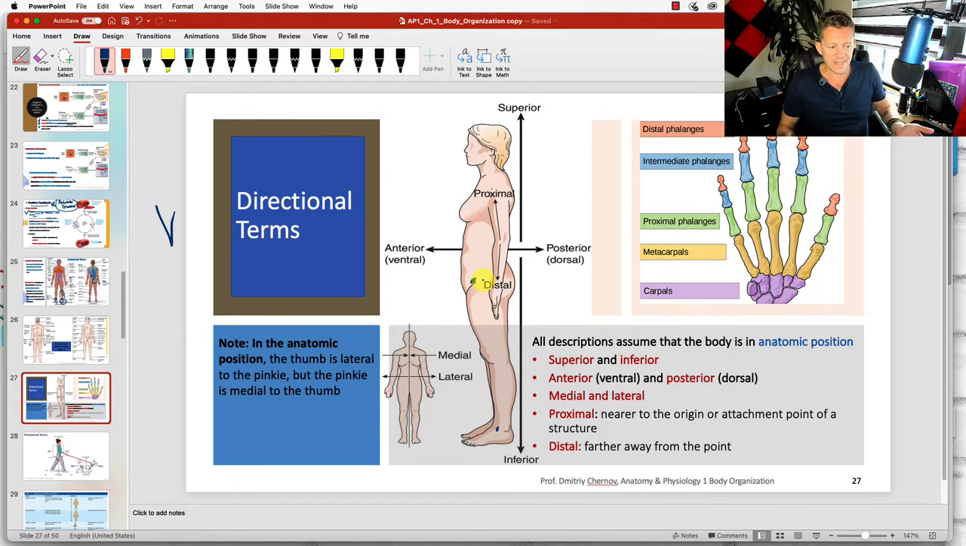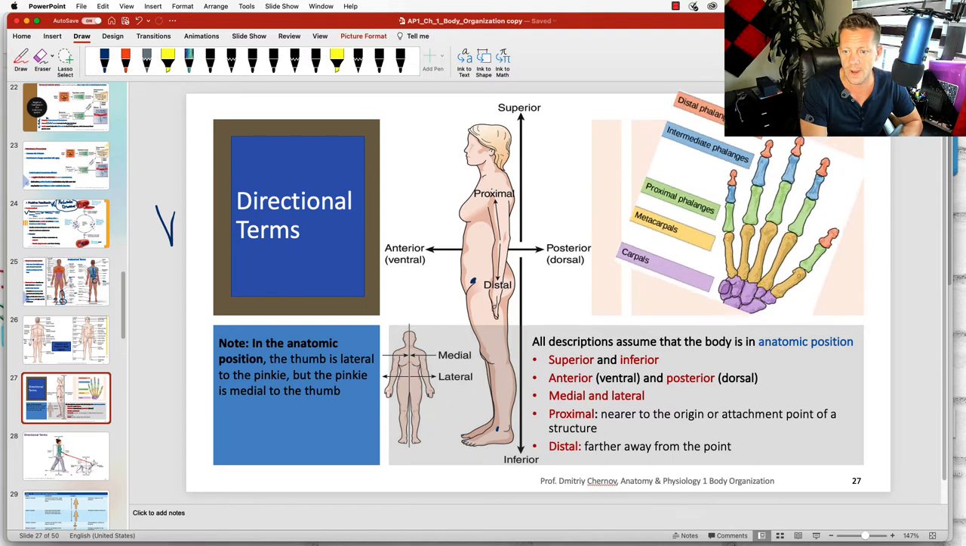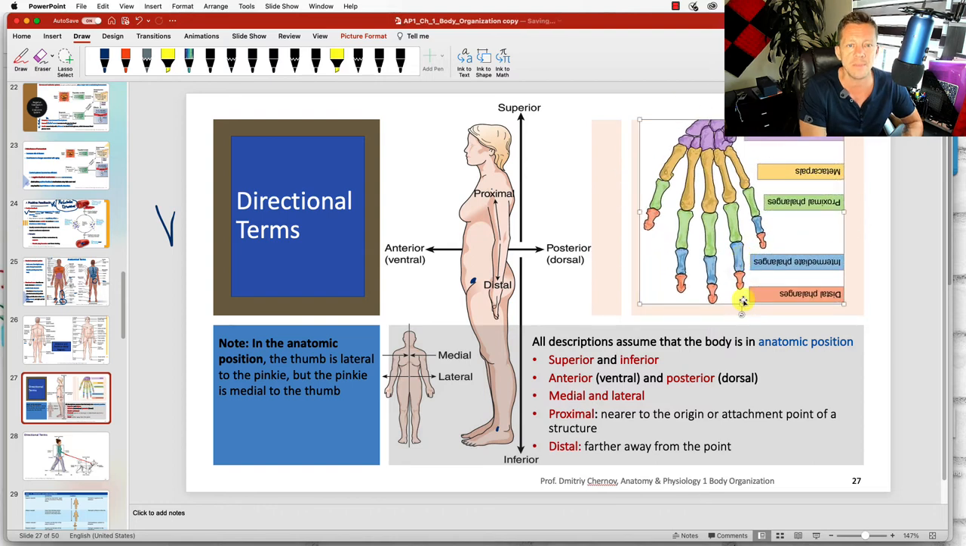If I'm standing in an anatomical position with my hands pointing this way, right? I'm standing like this with my hands pointing that way. So my wrist is proximal to my digits, but my digits are distal to my wrist. Here on the right, you see this hand is upside down. It's not in anatomical position. I did this on purpose, but let me flip this, right? So now it's in anatomical position.